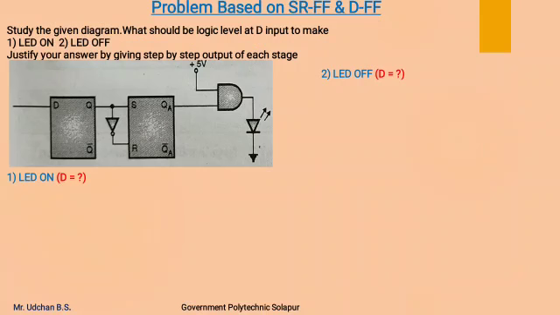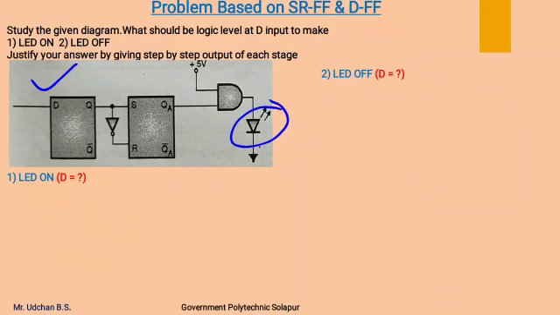Now we will see one problem based on SR flip-flop and D flip-flop. We have to study this given diagram and find the D input to make this LED on and to make this LED off. First we will see how this LED can be turned on, and for that what should be the D input.